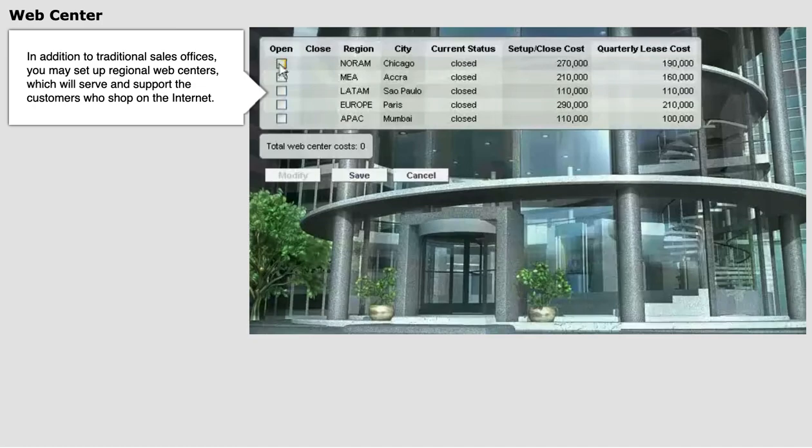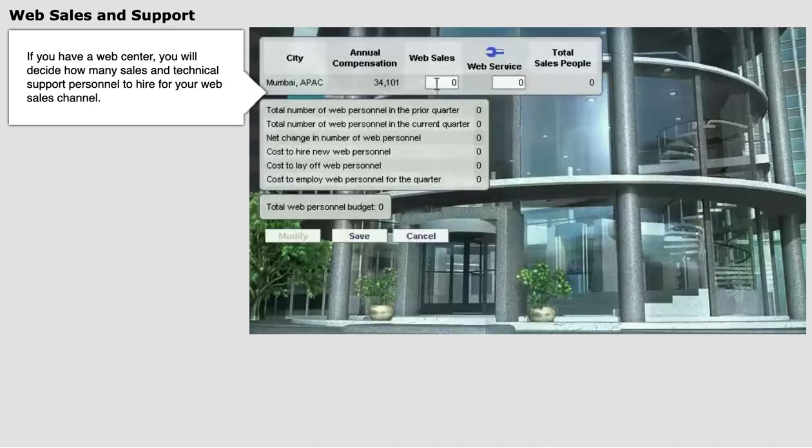In addition to traditional sales offices, you may set up regional web centers, which will serve and support the customers who shop on the internet. If you have a web center, you will decide how many sales and technical support personnel to hire for your web sales channel.